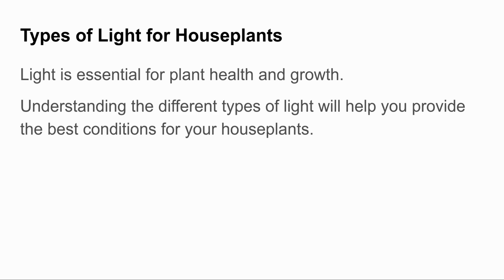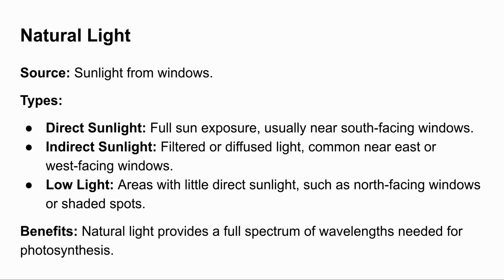So, I want to talk about the different types of light so you can give your plants the best possible conditions and just understand why someplace that you think might have great light might not actually be that great for your plants. Okay, so the first type of light is natural light. And for a houseplant, this would mean sunlight coming in your window.